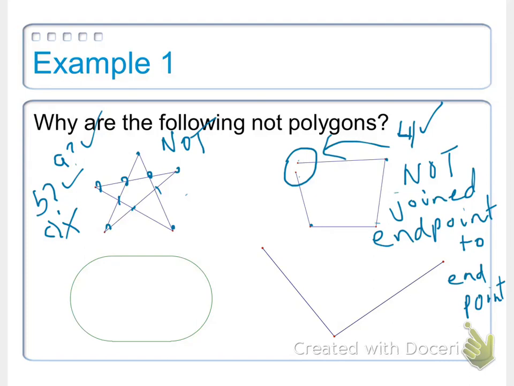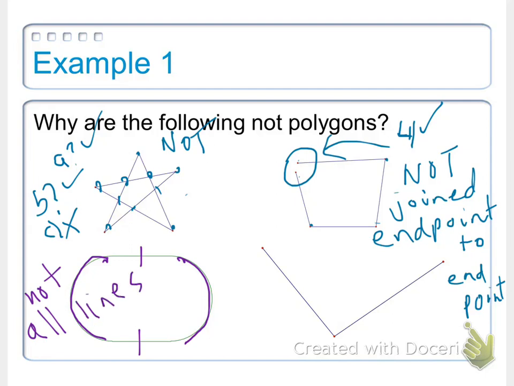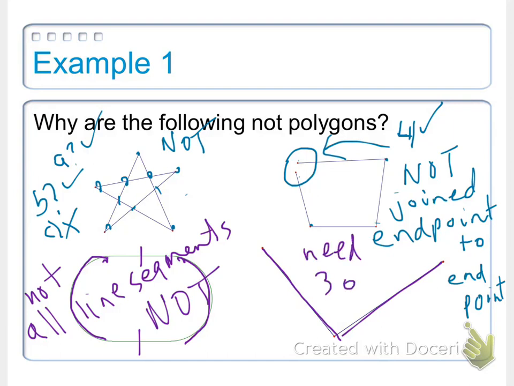Okay, now if we look at, let me change colors here. If we look at this one, we have a segment and a segment right here, but then we have this arc and another arc here, so it's going to fail part A. So not all line segments. Okay, so that one fails. Okay, and then this one it also fails. It's only 1, 2. We need 3 or more.